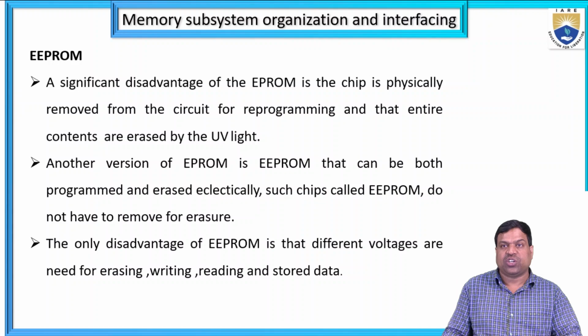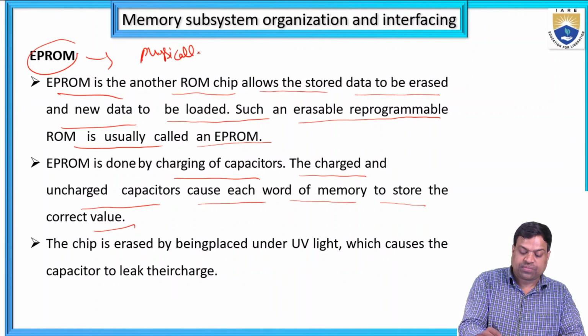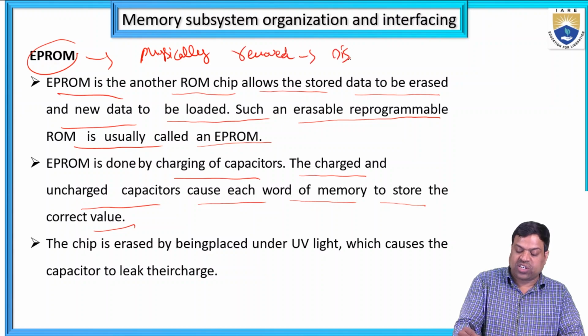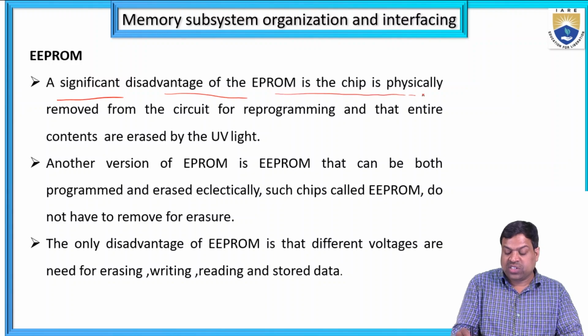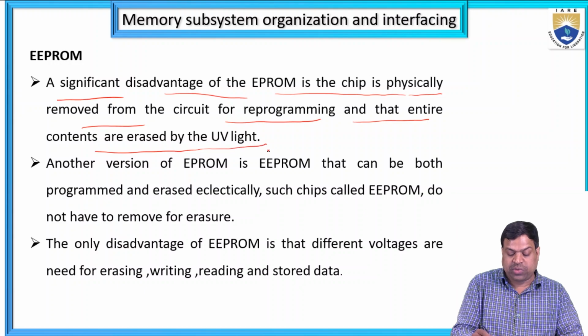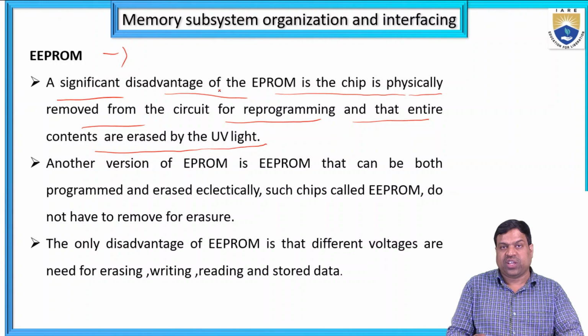A significant disadvantage of the EPROM is that the chip is physically removed. That is the disadvantage of this one. The chip is physically removed from the circuit for reprogramming, and the entire content is erasable by the UV light. So what disadvantages are there in the EPROM? We are overcoming them in the EEPROM.